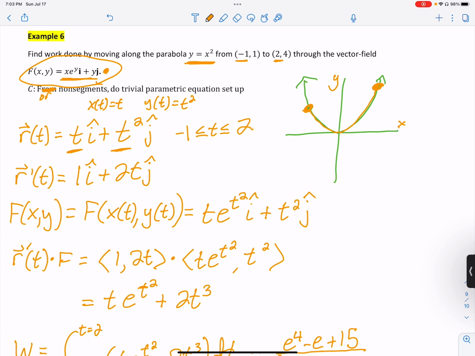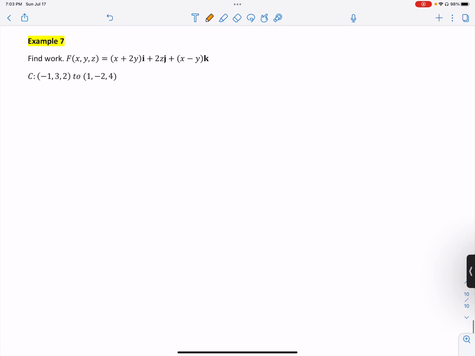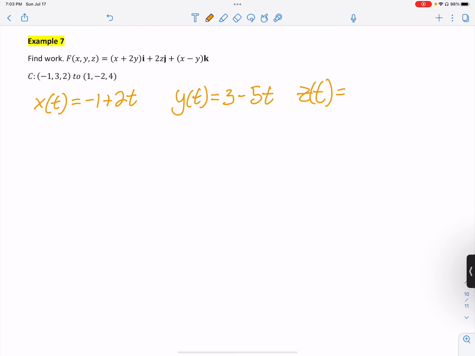All right, I have one more problem. Again, find the work. They gave us a vector field, and then they gave us a path. This path we can define. If they don't tell you it's a specific curve, then it's a straight line. So x goes from -1, it went up 2. Y of t starts at 3 and goes down to -2, so that went down 5. Z of t, you can subtract these two if you want. It starts at 2, and 4 minus 2 is 2, so 2t.